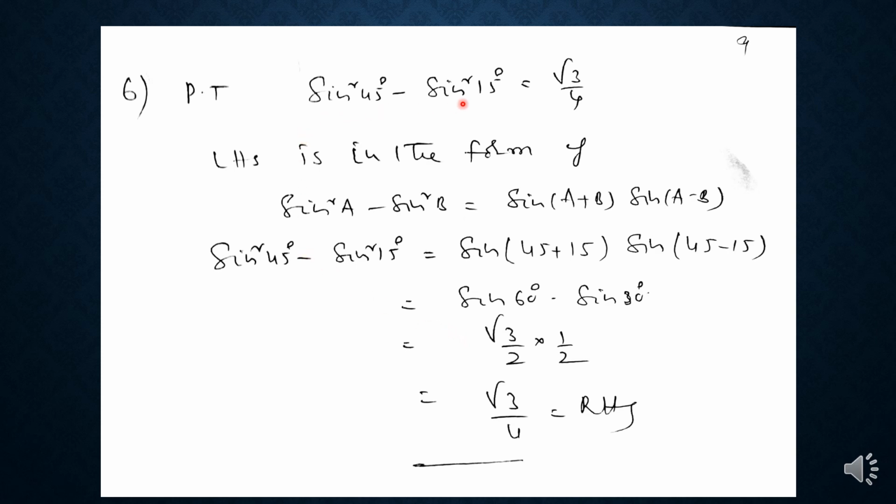See once again. The given LHS is in the form of sin square A minus sin square B. So by using the formula, it can be written as sin of A plus B into sin of A minus B, where A is equal to 45 and B is equal to 15. That is sin of 45 plus 15 into sin of 45 minus 15, that is sin 60 into sin 30, that is root 3 by 2 into 1 by 2, that is root 3 by 4. So this is RHS, hence proved.